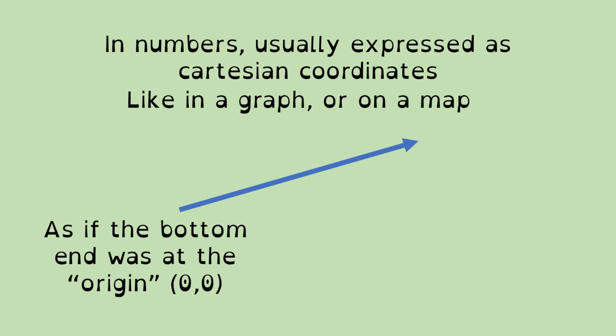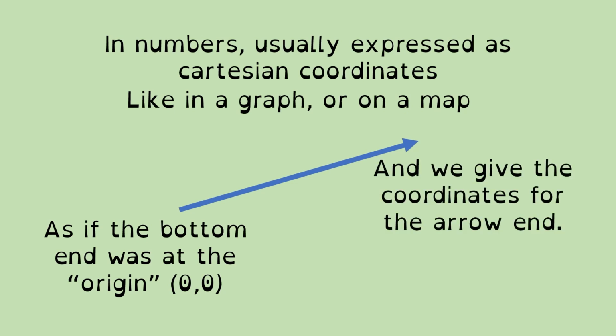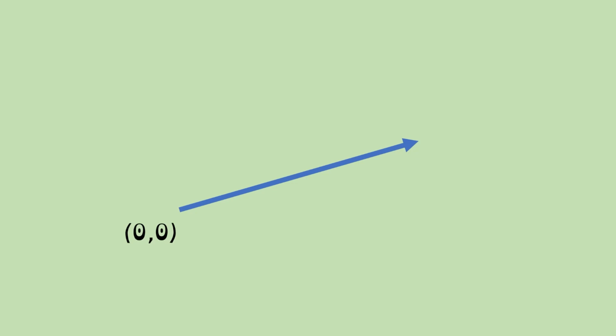And we express vectors as if the bottom end was at the origin at 0, 0, and we express the amount that the vector has in each of the axes we've been talking about. So give the coordinate for the end of the arrow. And here we go. I'm aware there's a bit of sleight of hand going on here, and I will explain that in a minute. So we're going to use the bottom as 0, 0, and the top we're going to call x, y. We haven't got some numbers, but we'll do an example in a second, which means it's x amount along the x axis and y amount along the y axis.